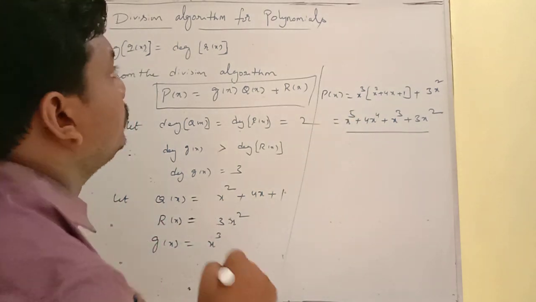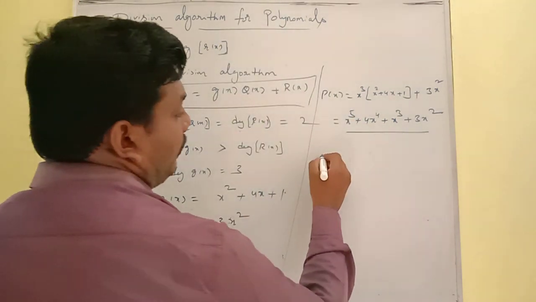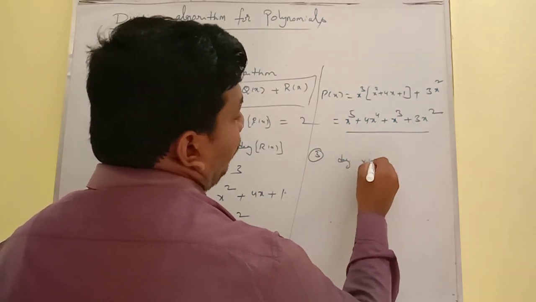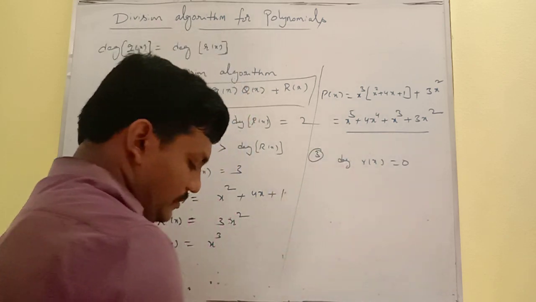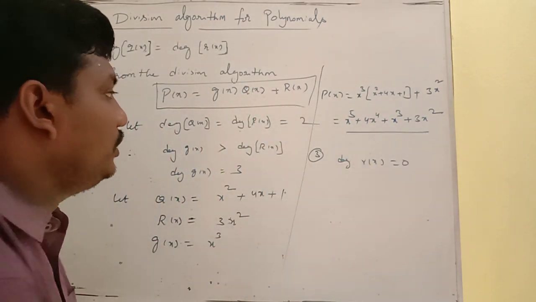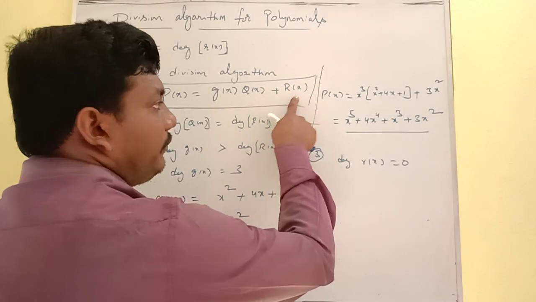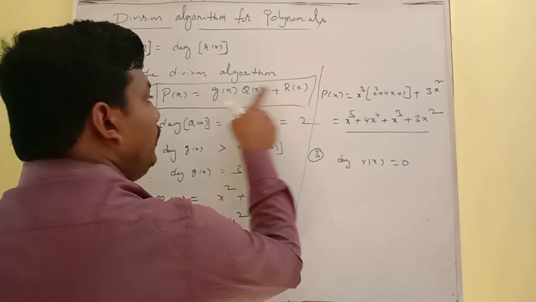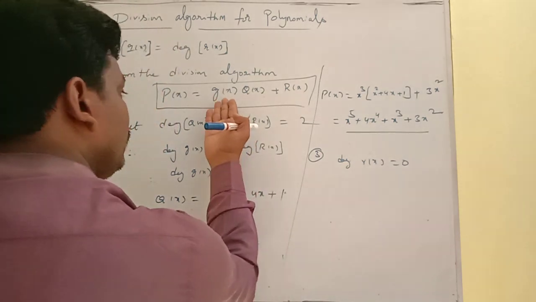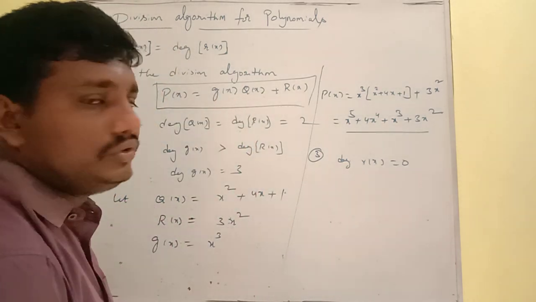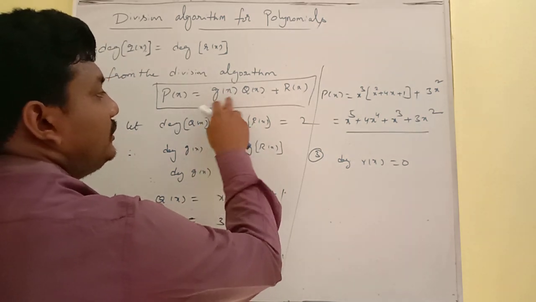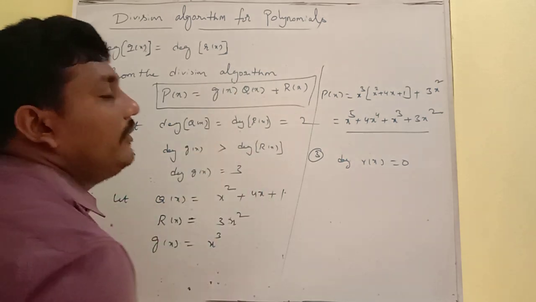So next, you yourself try the next problem. The third problem is the degree of r of x equal to 0. Once you consider the degree of r of x to be 0, that is a constant. If r of x is constant, what we conclude is that g of x is more than constant. More than constant is one variable or x square or whatever polynomial we are considering here. So if we take any polynomial, then we have to consider g of x and q of x.